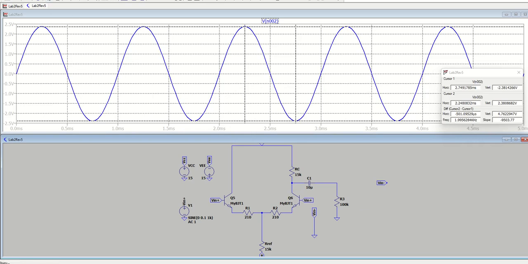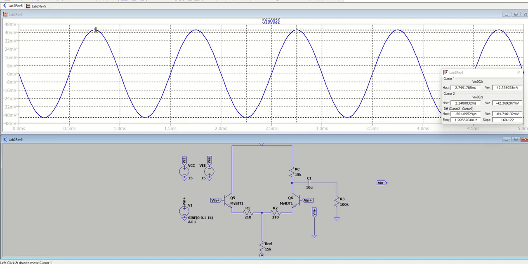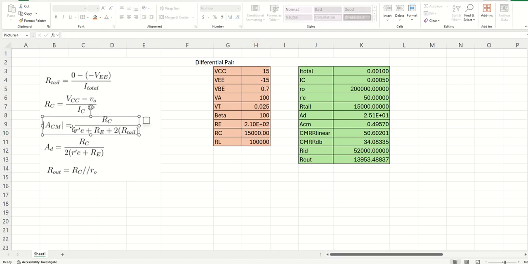And then you would run it, and you would see what the peak-to-peak value is, and then that's your common mode gain. To do it theoretically, you would just calculate it. And again, if you're using a load resistor, you're going to want to make sure you're using the appropriate formula.